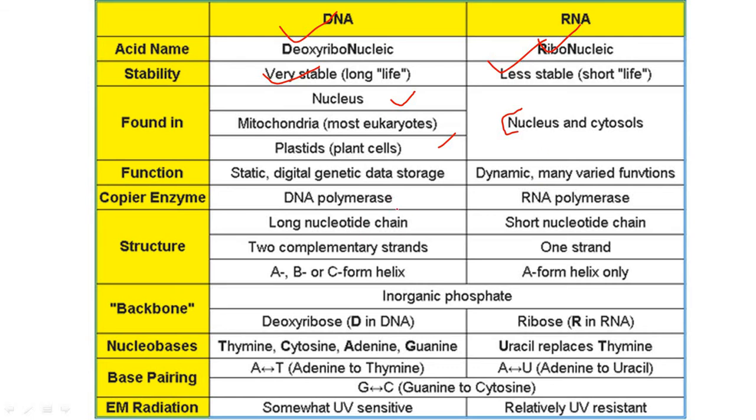DNA polymerase makes a long chain of nucleotides made up of 2 complementary strands, forming an A, B, C form helix, and RNA polymerase makes a short nucleotide chain, only one strand. The backbone is formed of deoxyribose and ribose as I said, and the nucleobases are thymine, cytosine, adenine, guanine, and uracil is present in the case of RNA in place of thymine. Base pairing is A to T and C to G, and here it's A to U. For radiation, DNA is somewhat UV sensitive and RNA is relatively UV resistant.